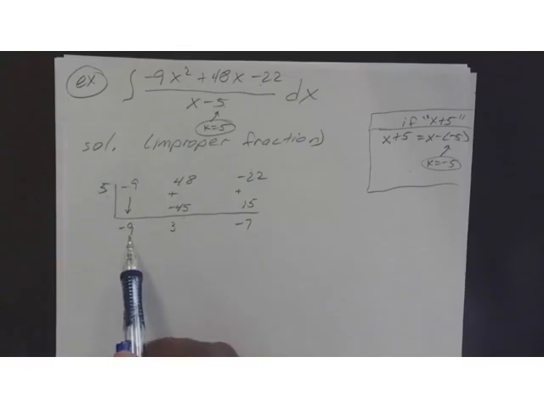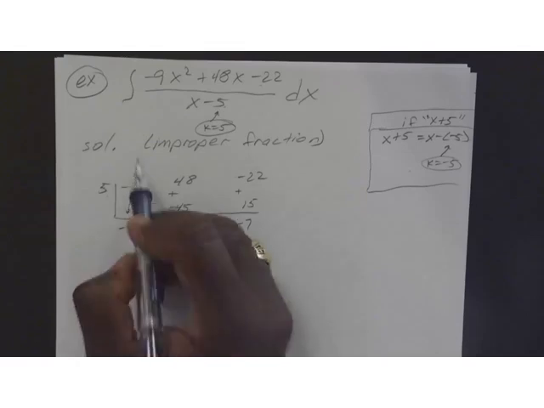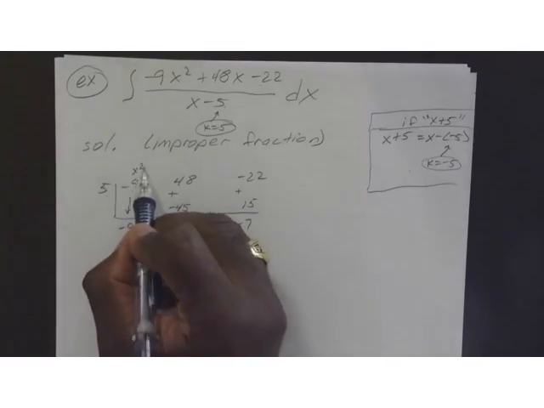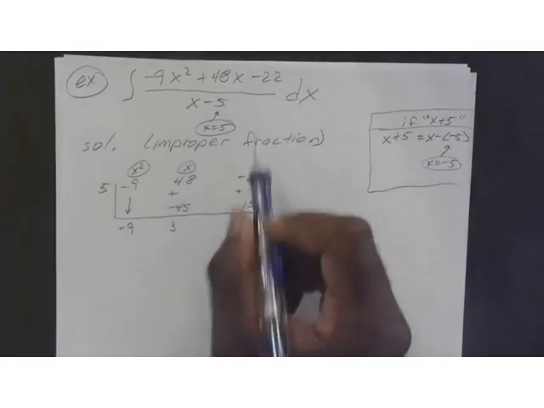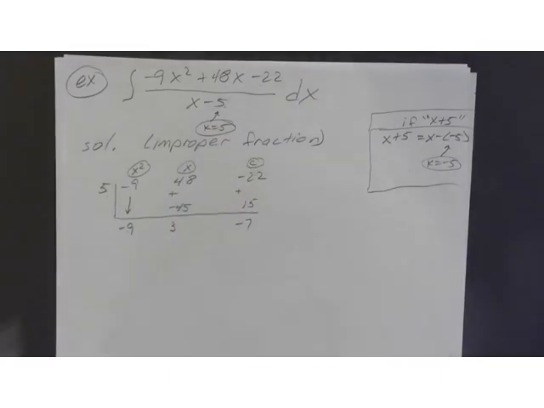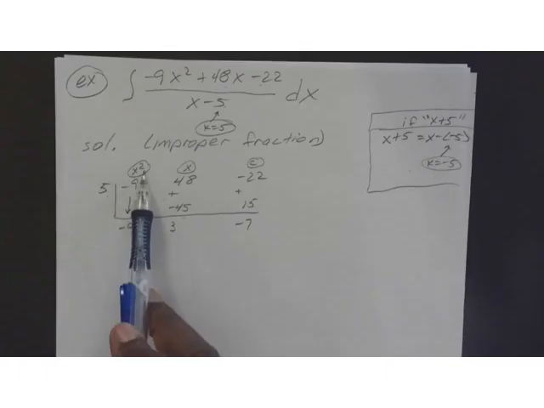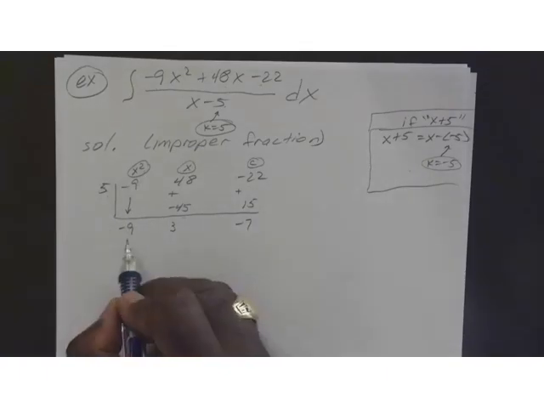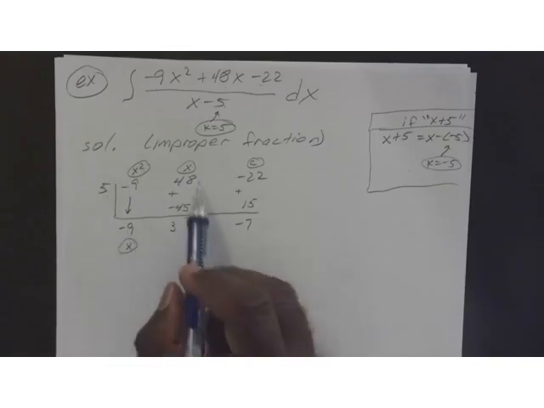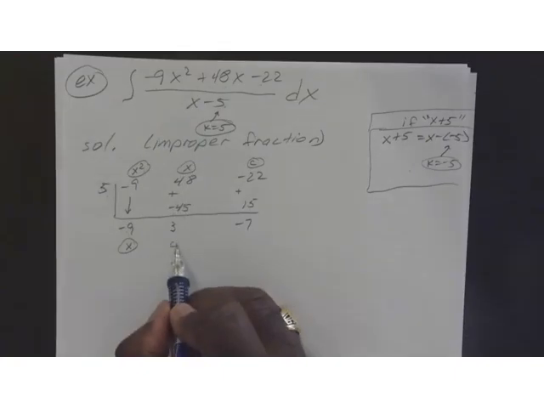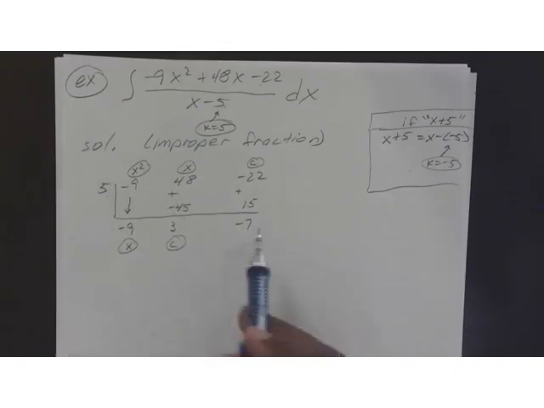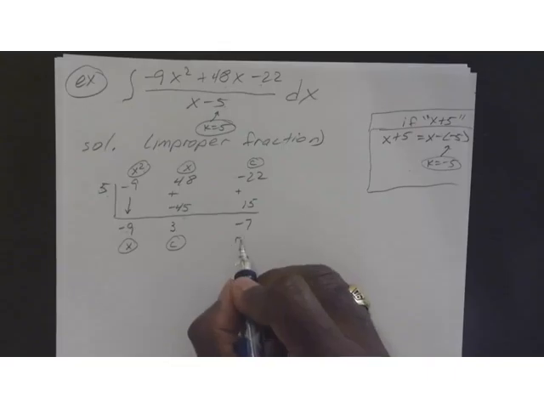So now all we have to do is get our new function. So remember, this was negative 9x squared plus 48x minus 22, which was just our constant. Every one of those exponents just goes down 1. So instead of x squared, that's just x. Instead of x to the first power, that becomes x to the power of 0, or just the new constant. And that last one is always going to be your remainder.